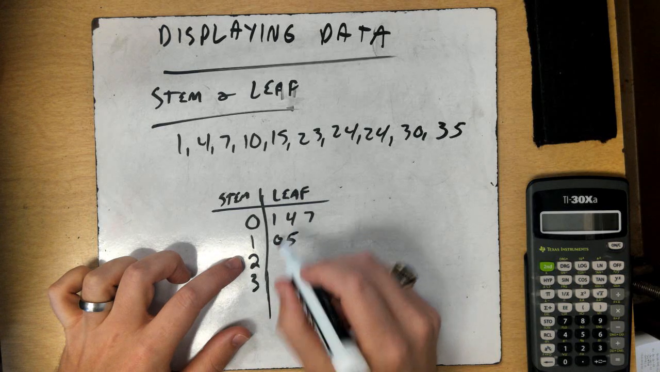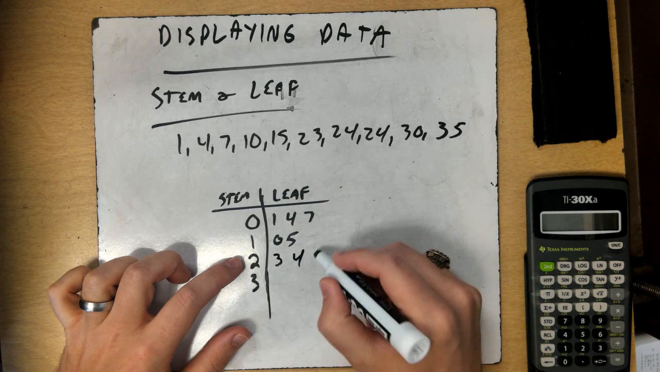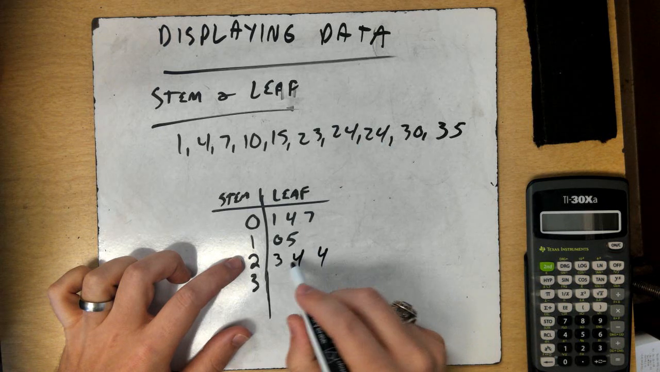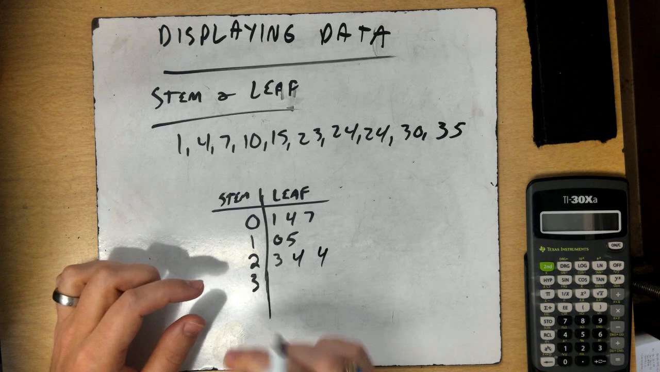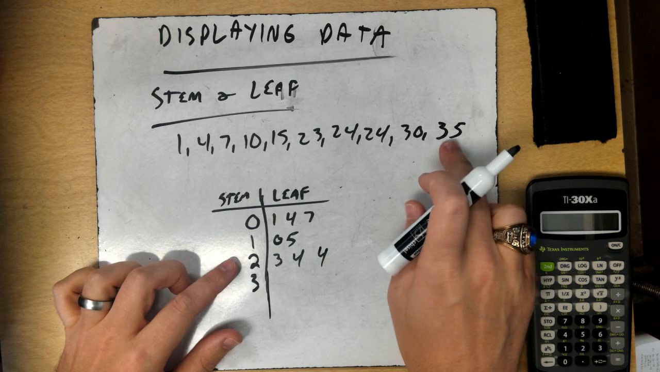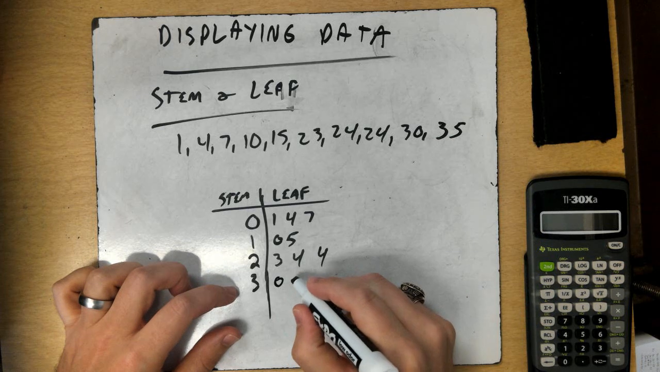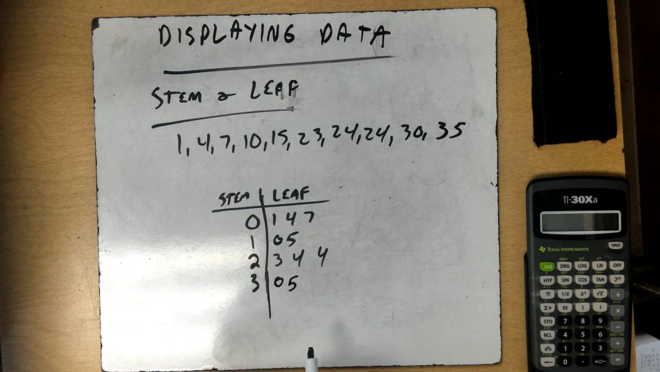The 20s, we have 23, 24, 24 again, and you do write it twice. If a number appears more than once, write both in there so we know an accurate number of how many times it appears. And then 2 numbers in the 30s, we have 30 and we have 35. And that's how you would write it.